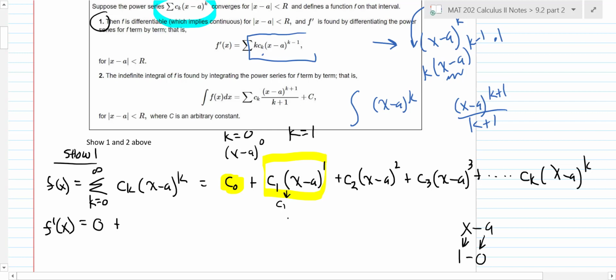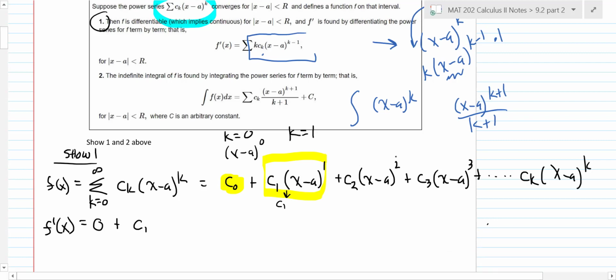be c1. If you don't want to look at it that way, you can look at it this way. That's c1x minus c1a. That derivative c1, that derivative 0. So that's just going to be c1. Okay, what we're doing is we're differentiating term by term each part of that series. That's the idea. Okay, now the next one.